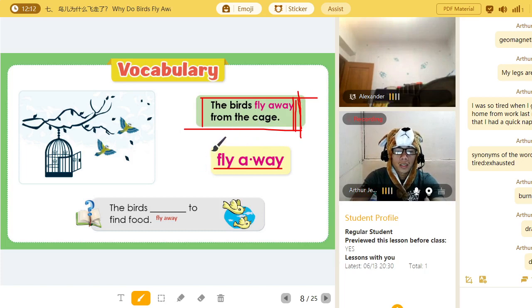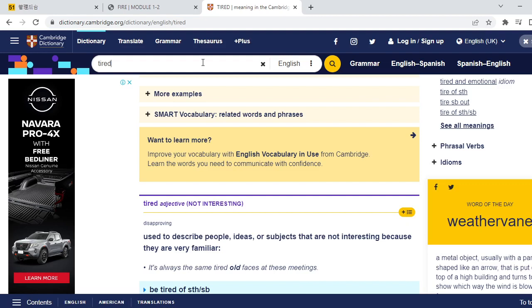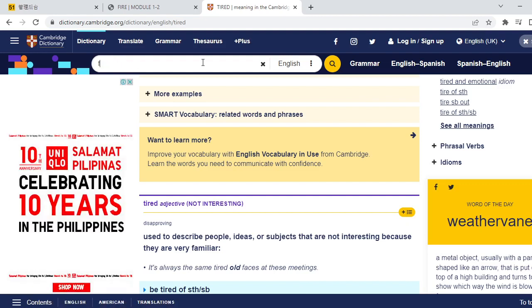All right, let us give me a sentence using the word fly away. Alexander, can you think of a sentence using the word fly away?